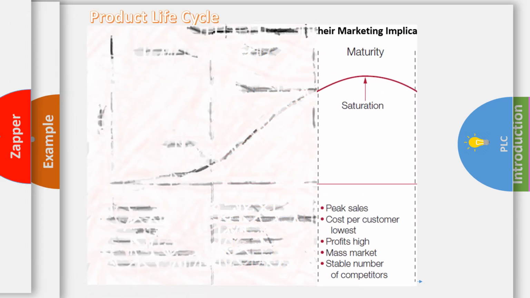And then we enter the mature stage of the product life cycle. Here we have saturation of the marketplace. The cost per customer is at its lowest in the mature stage. Your profits are high because you've maximized your sales. In addition to that, you have economies of scale, and so your cost of goods are lower, so your gross profit is higher. As well as that, your production processes and your overall costs are now being covered, so your net profit is going to be increasing. And you have a stable number of competitors here, and you're targeting the mass market, and with high profits.